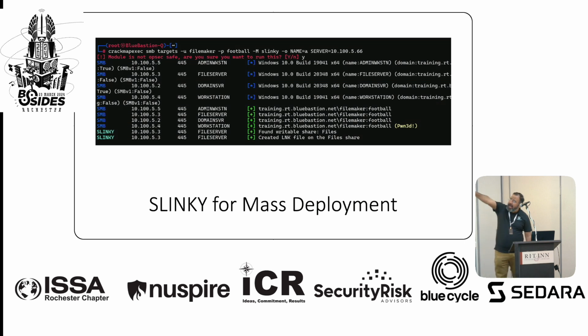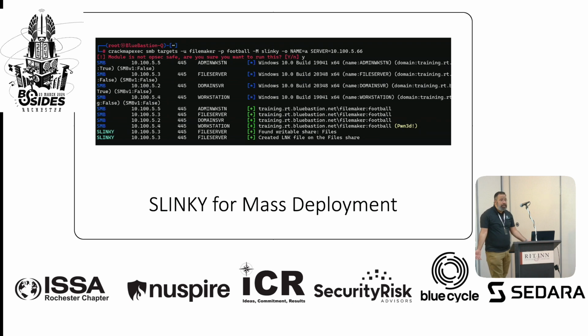So what I'm doing is, on the top, I'm saying use the module Slinky. I'm giving it some sort of credentials. This user has write access to the folder files. So because it has write access, it's going to deploy that link file with the icon pointing to you.